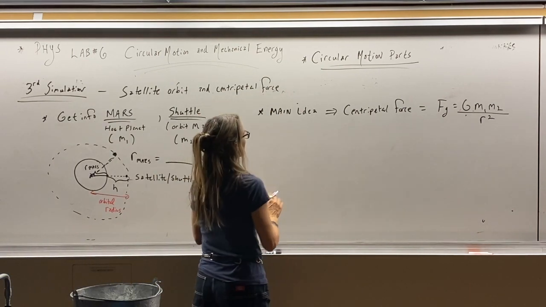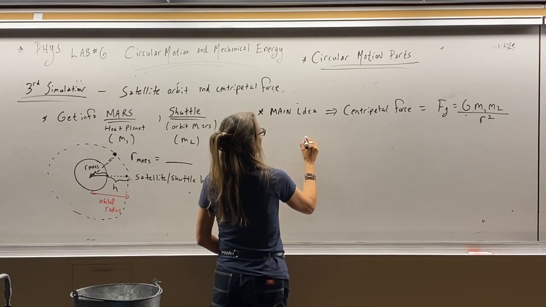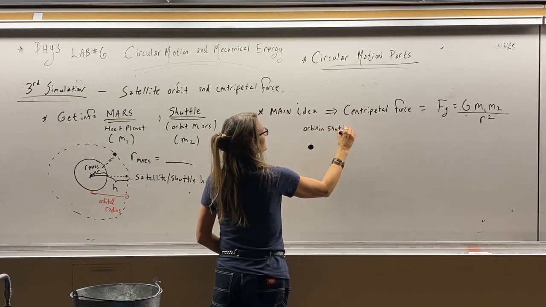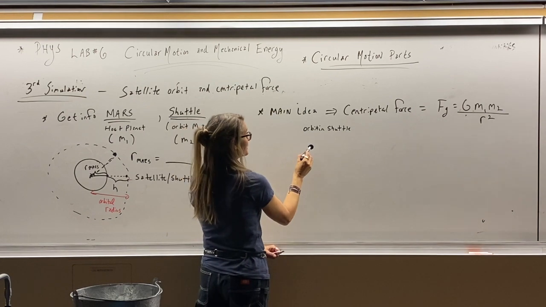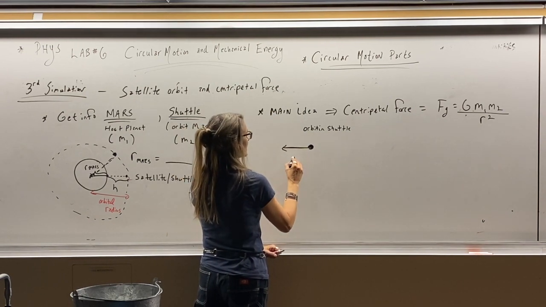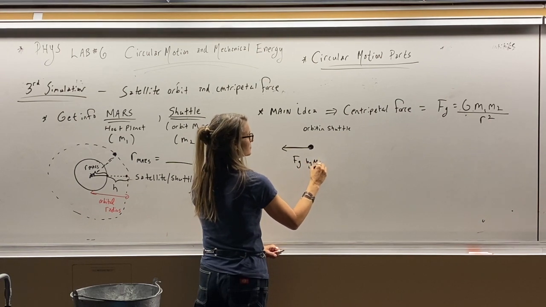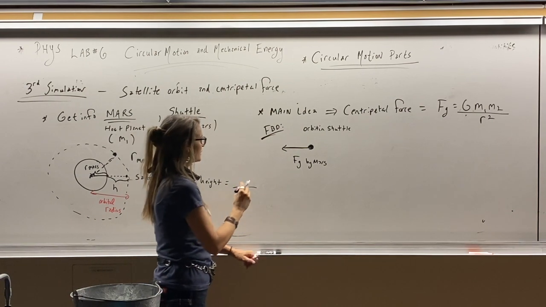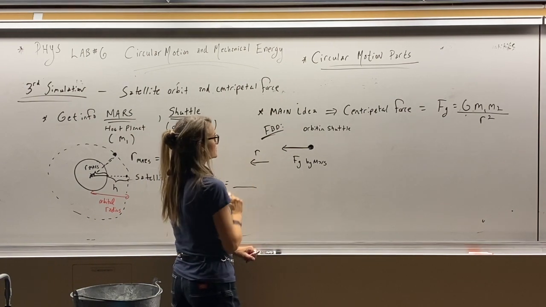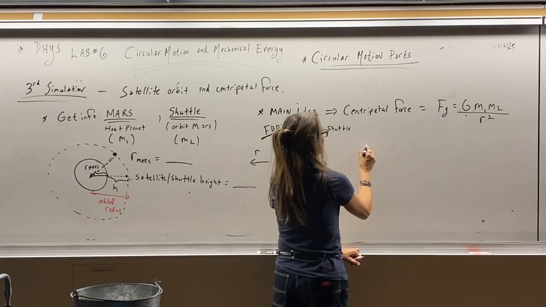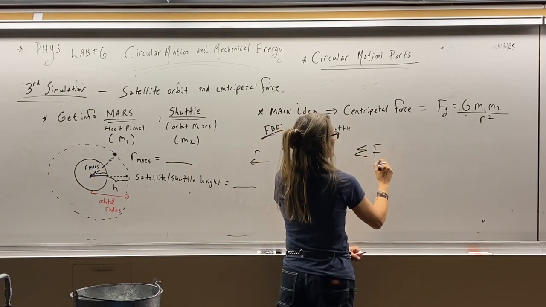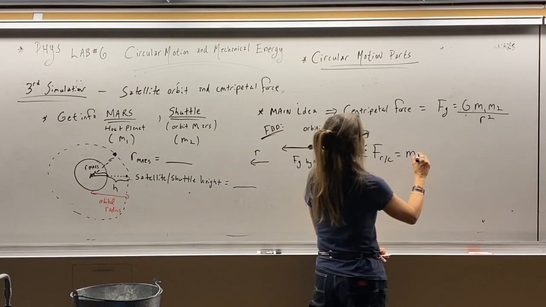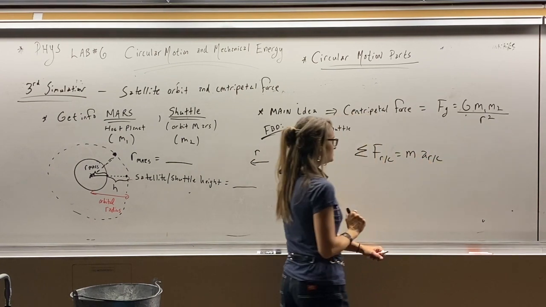So if we have a satellite in orbit or orbiting shuttle, what are the forces acting on it? Well, in this case, it's just Fg by Mars. Okay, so this is your free body diagram in this case. And here we're only defining a radial axis. Okay. So the sum of all your forces here would be your radial forces, or centripetal force, which is mass times your centripetal or radial acceleration.